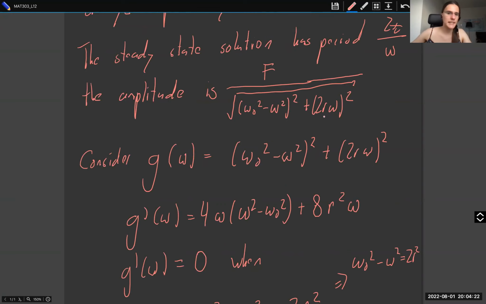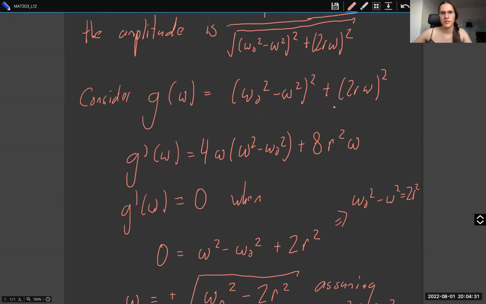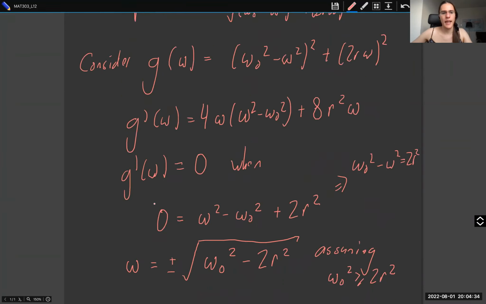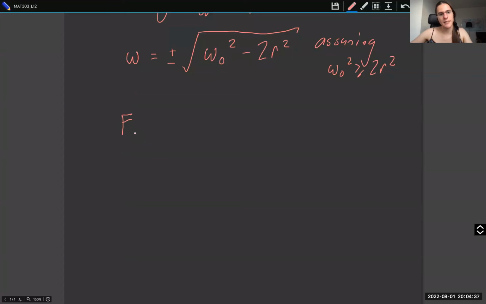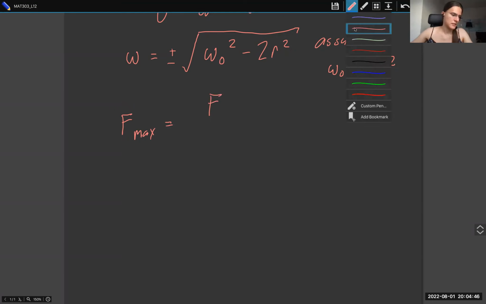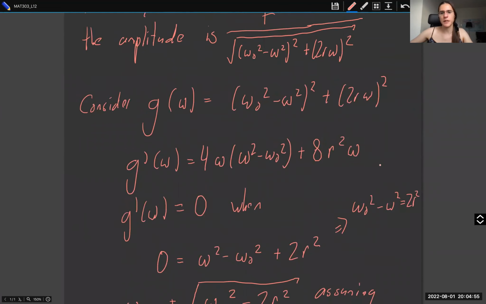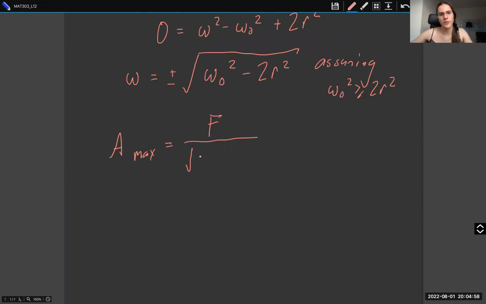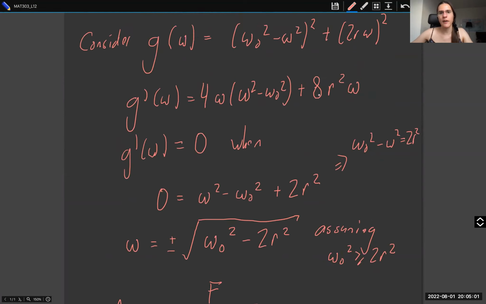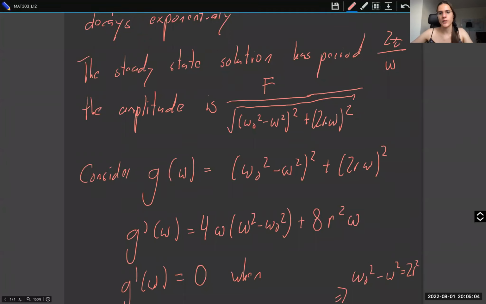So what we get then is the maximum amplitude, let's call it A max, is equal to F divided by the square root of, then this expression becomes 2r squared, squared, and then we have plus 4r squared omega squared.